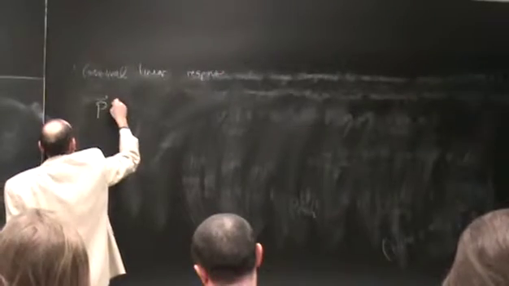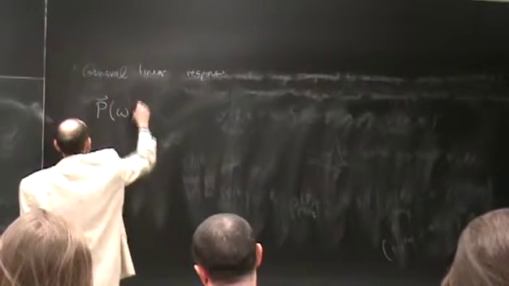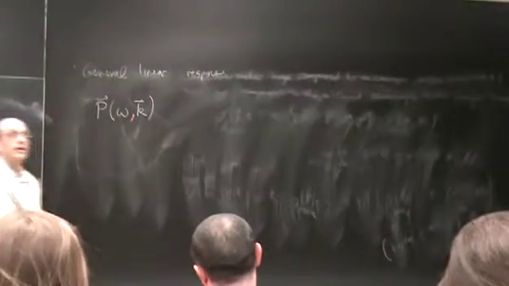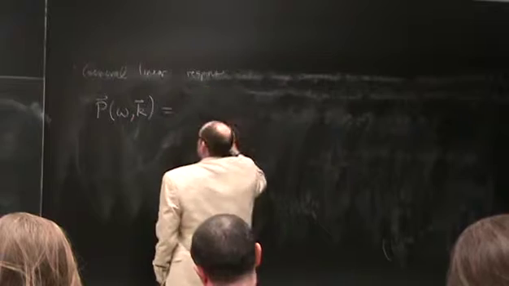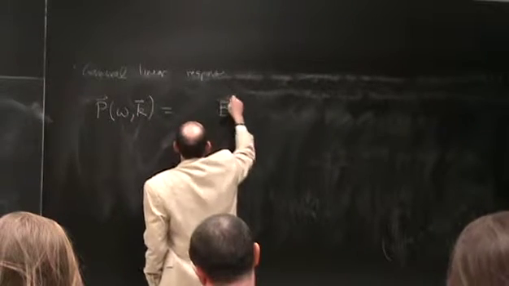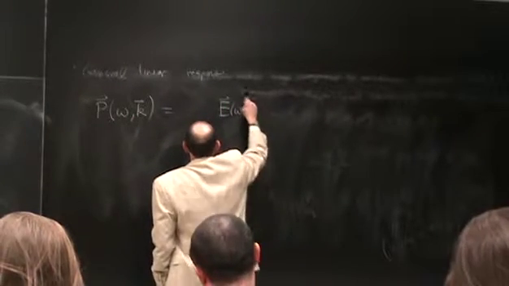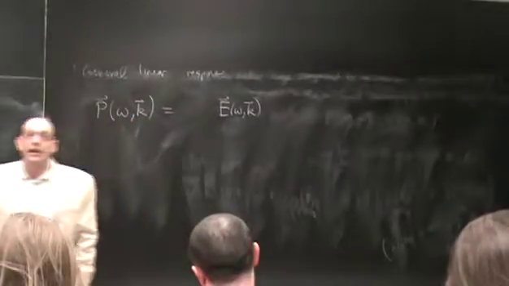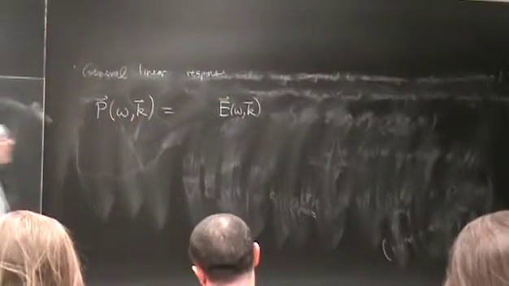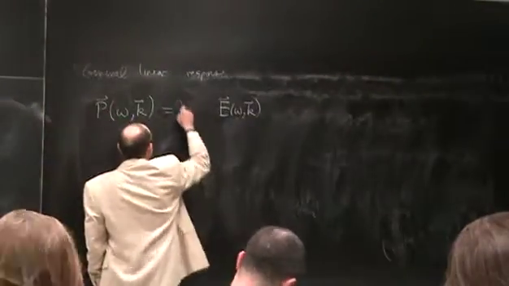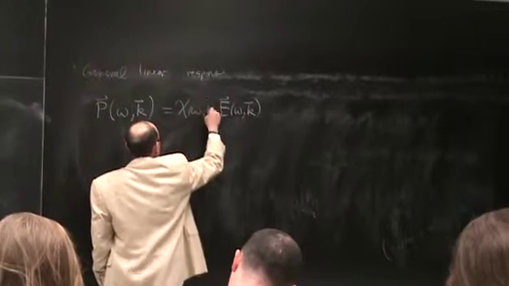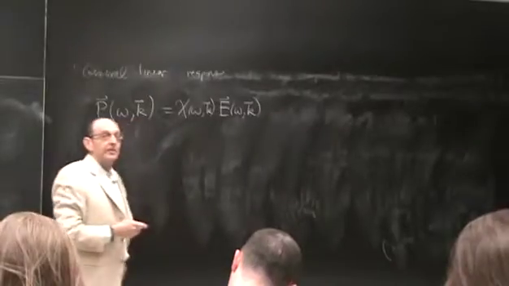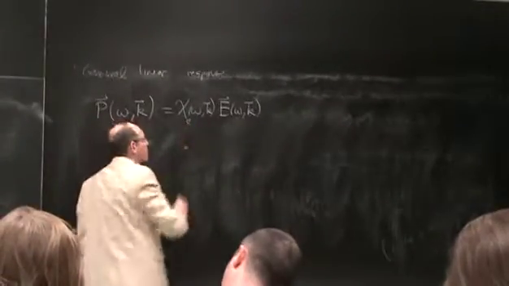P in the Fourier domain as a function of omega and K is proportional to E in the Fourier domain. And the proportionality we call chi, the susceptibility. Now, that susceptibility is a function of omega and K generally. I'll call this the electric susceptibility.